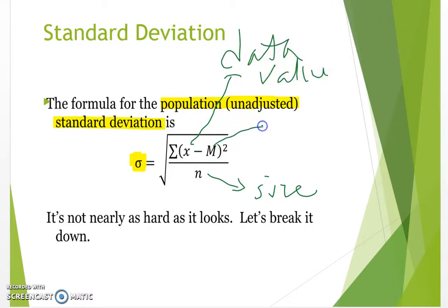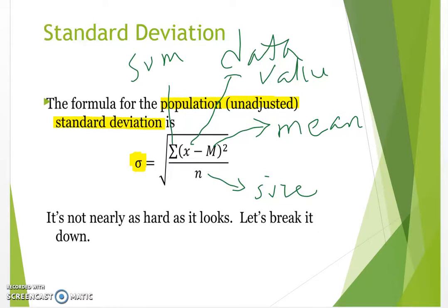And in your textbook, m is for population mean. So basically we do the square root of the sum, the sigma sign, of each data value subtract the mean and then square, and then you divide by the size of the population. Once you get that, you take the square root. That's going to be the population standard deviation, or sigma. Looks complicated, but it's not as hard as it appears.